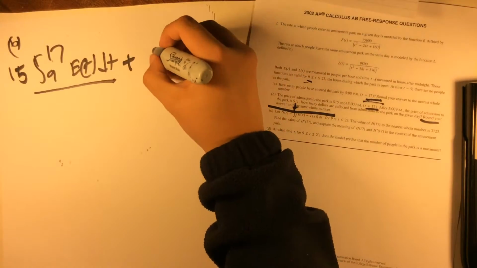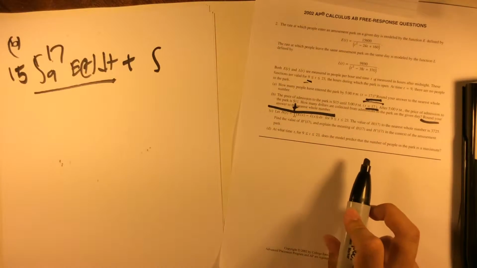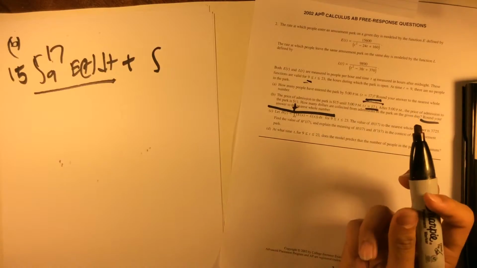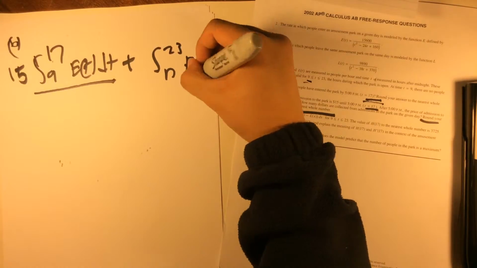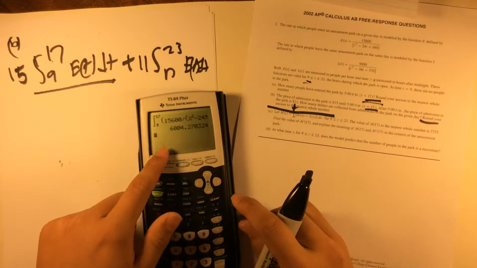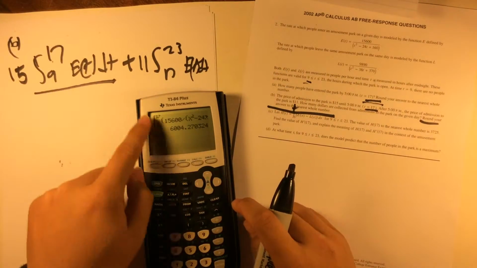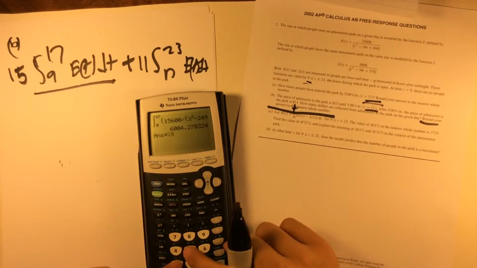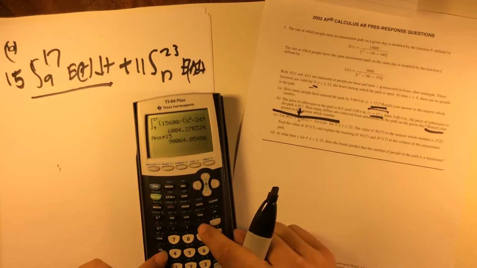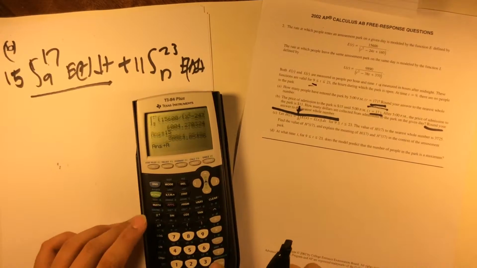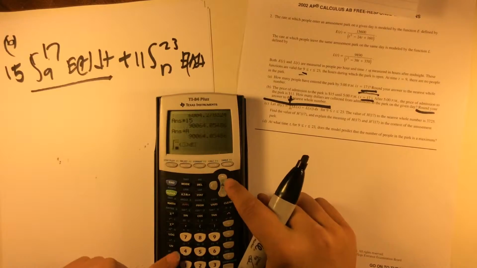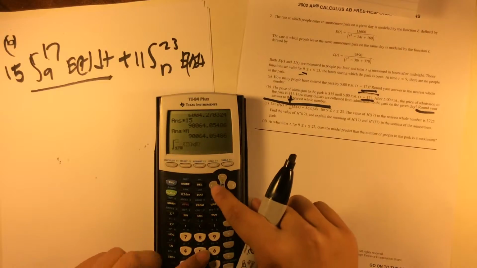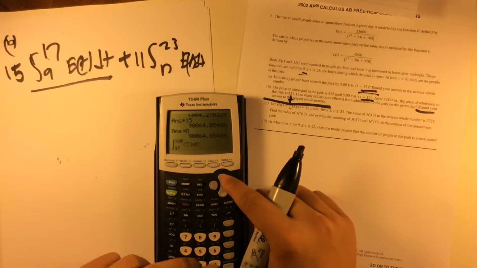Add to that the integral of the people that have entered the park from 17 to 23 of E of t dt. These people pay the discount $11 rate, so you do that. You punch it into your graphing calculator. On my calculator, I already have this first part, multiplied by 15. I can store that as A, and all we have to do is integrate from 17 to 23.